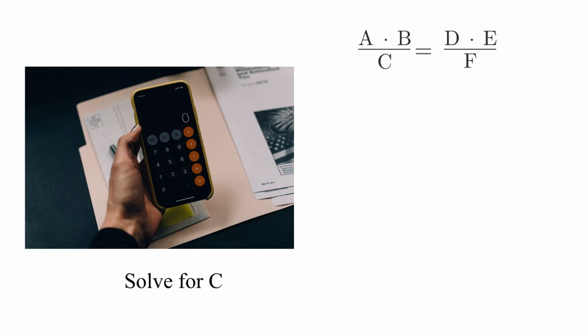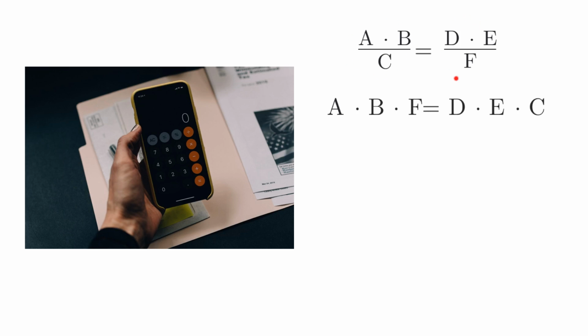Solving for variables will require us to transpose and to move variables around in our formula. In this case here, we're trying to solve for c. The first thing we're going to want to do is get rid of these fractions, a times b over c, d times e over f. Those don't work for us, so in order to do that, what we're going to do is cross multiply.